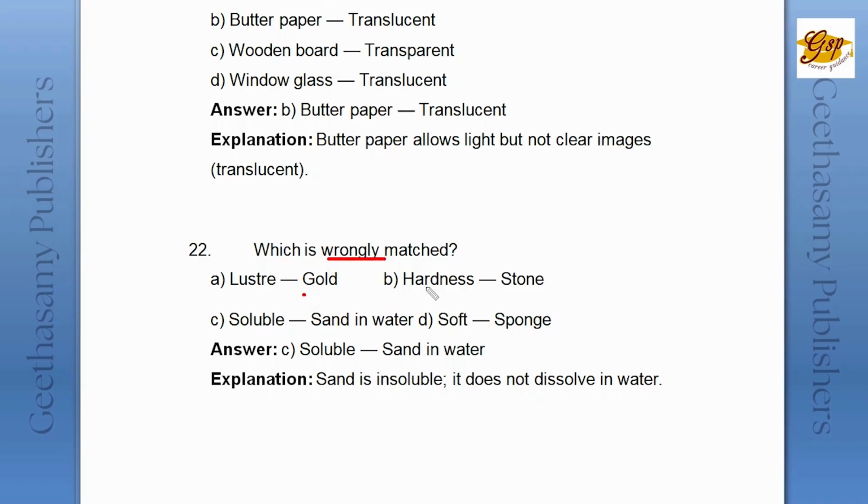Luster, gold; hardness, stone; soluble, sand and water; and soft, sponge. So the answer is the wrong match: soluble, sand. Sand doesn't dissolve in water. So sand is insoluble. So that's the answer.